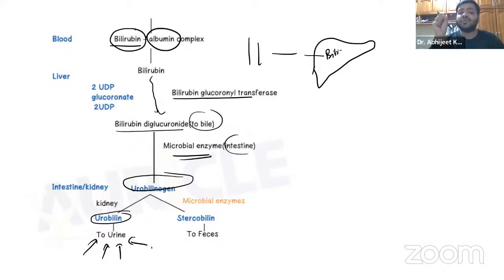Whereas if we come to the microbial enzymes present in the intestine, what will it lead to? It will lead to the formation of stercobilin, and that stercobilin will come out in feces, right? So that is something you have to remember.